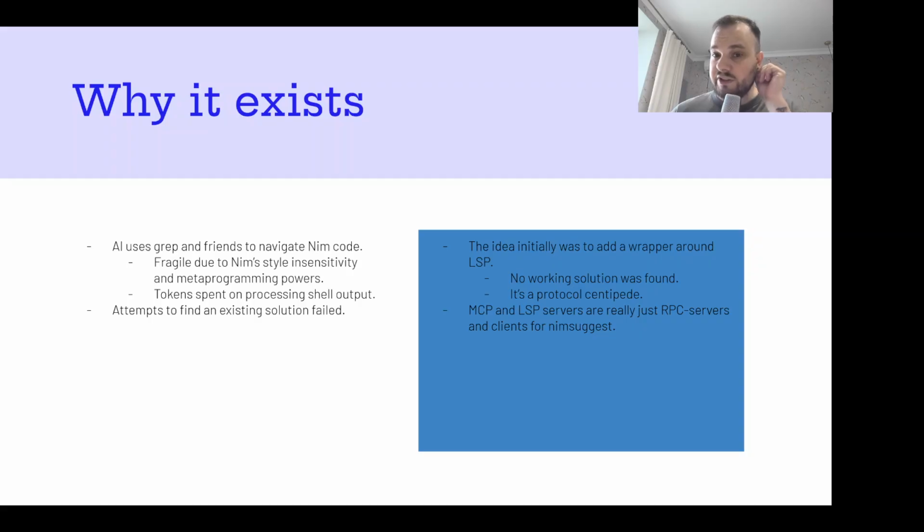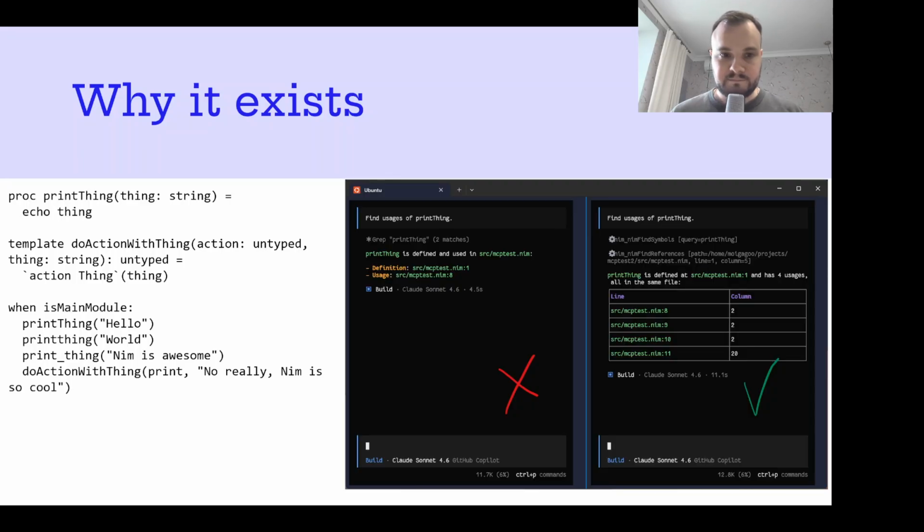It's really strange to have an MCP layer on top of LSP, because at the end of the day, they both are just front ends for nimsuggest. So we really do not need an additional layer, because we can communicate with nimsuggest directly. Here's an example of how using an MCP server can improve your AI agent communication.